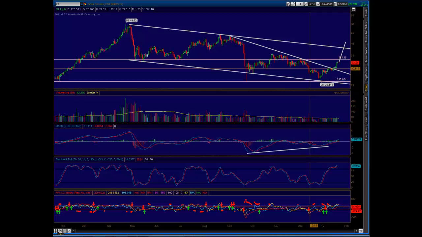So I do see the silver outperforming gold as far as percentage moves. And let's look at the next one. Let's look at gold.